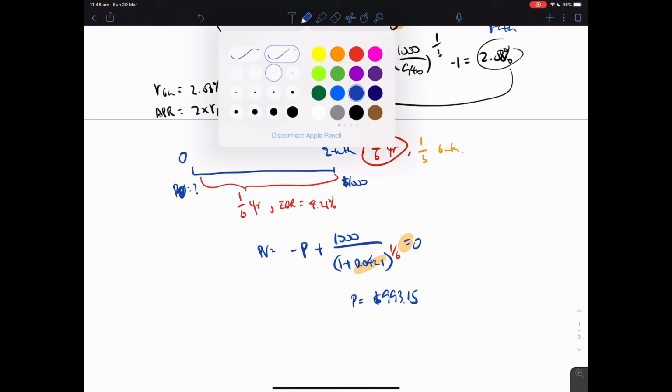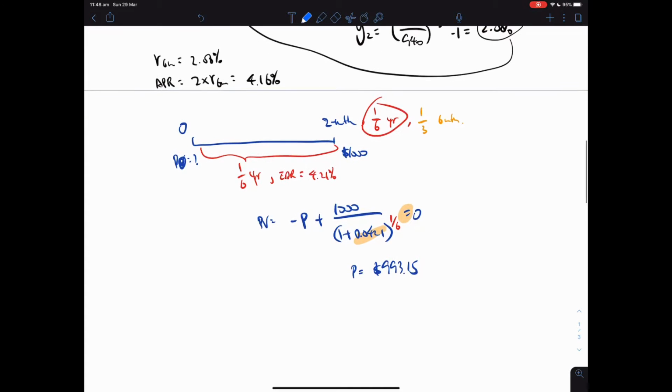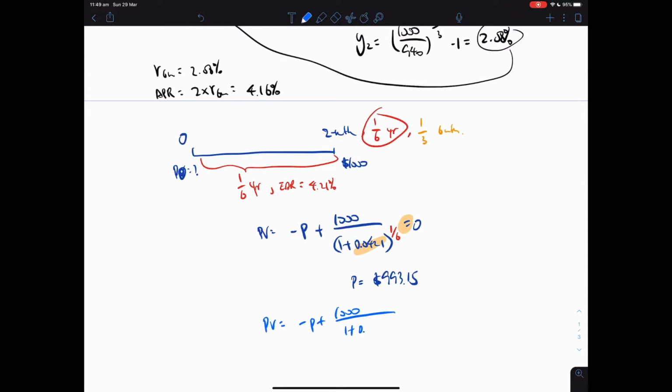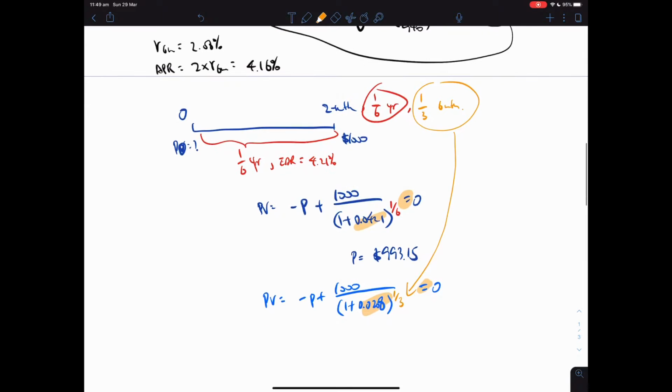Alternatively, you could use present value equals minus price plus 1,000 divided by, if you want to use the 6 months interest rate, which is 0.0208 to the power of, except now it's not power of 1/6, it's power of 1/3, because 2 months is 1/3 of 6 months, right? And yet that equals 0. Why? Because that's the function of the yield to maturity. That is the equation that sets this to be 0. And not surprisingly, the price is the same.